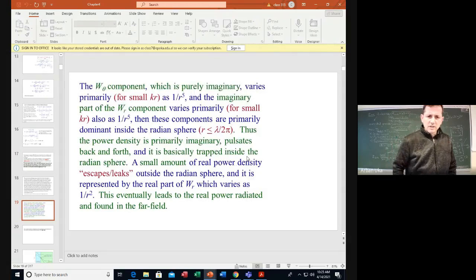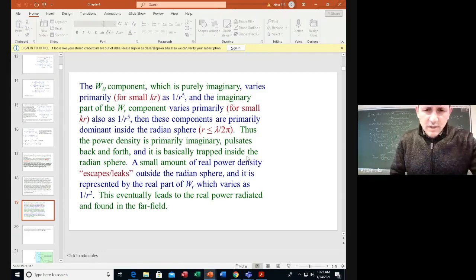So we're seeing here that the power density is primarily imaginary, pulsates back and forth, and is basically trapped inside the radiant sphere. There is an energy which pulsates very close to the antenna. It's also a very interesting effect. A small amount of real power density escapes, leaks out of the radiant sphere, and it is represented by the real part of omega r, which varies as 1 over r squared. This eventually leads to the real power radiated and found in the far field.